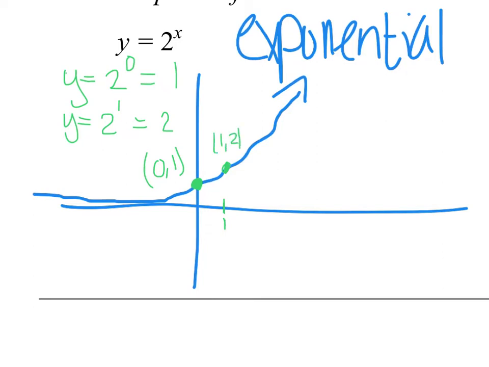Or in other words, for the parent function, for any basic exponential function out there, you're going to have two of these really important points. You're going to have a y-intercept of 1, and at x equals 1, your y value is going to be equal to whatever the base is. Right, so that's going to be really important, and I wanted to make sure that I talked about that extensively before we moved on. Okay.